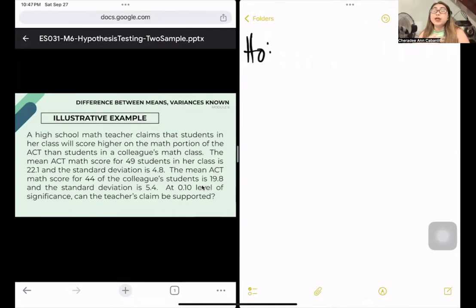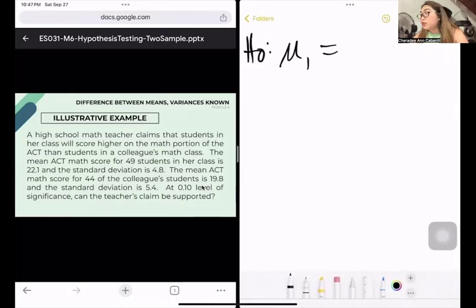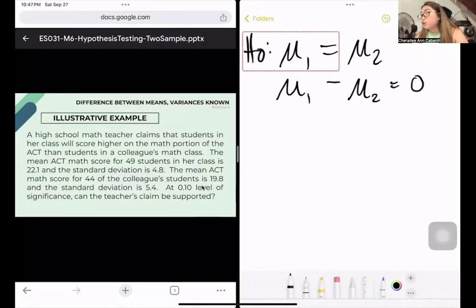Therefore, your null hypothesis is about the means. We write it this way: mu1 equals mu2, or mu1 minus mu2 equals 0. Meaning, there is no difference between the two scores. So you can say it that way: the mean scores of the high school math teacher and her colleague are the same. Somehow, I told you do not use no or not in the null hypothesis, so we just say they are the same.